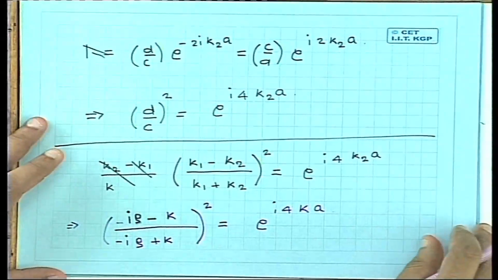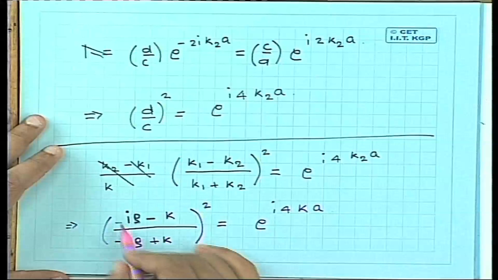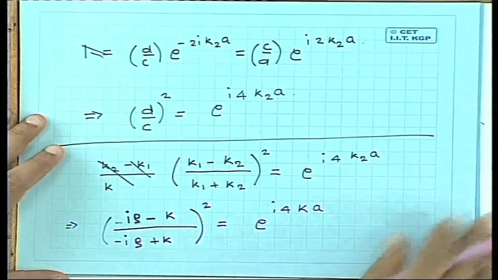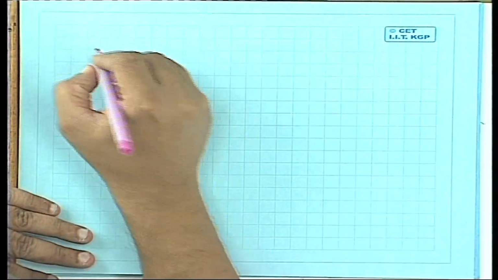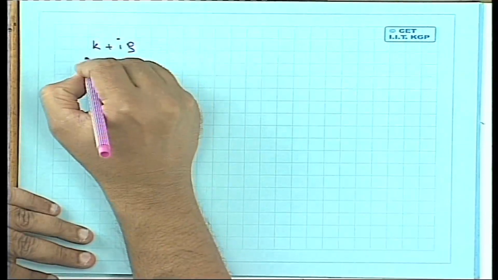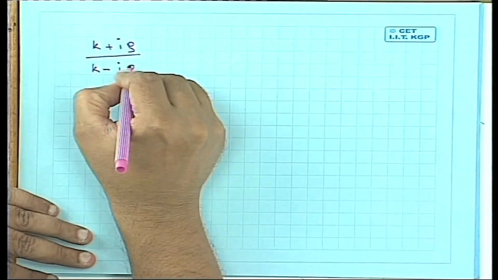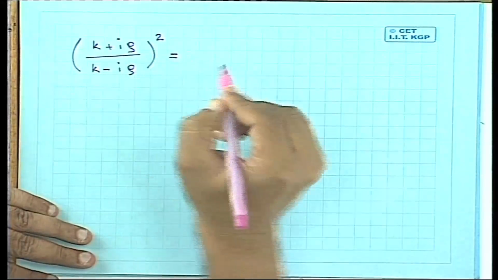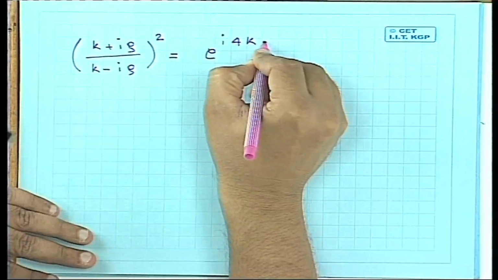Now let us see if we can simplify this a little further. So we can get rid of the minus sign from the top, and we can put a minus sign here. So this is further simplified to be k plus I rho over k minus I rho, whole square, is equal to e to the power I 4 k a.